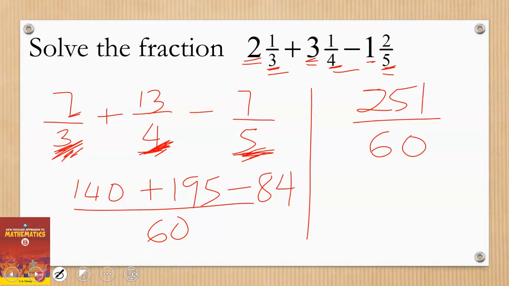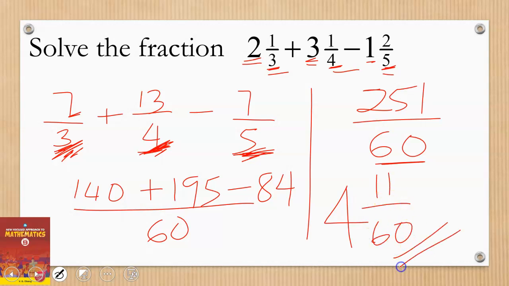So what we have to do rather is to ask ourselves, 60 can divide 251 as, I think, 4 times, because 4 times 60 I know is going to give me 240. When I subtract 240 from 251, I have a difference of 11. So 11 over 60. That should be the answer, right?